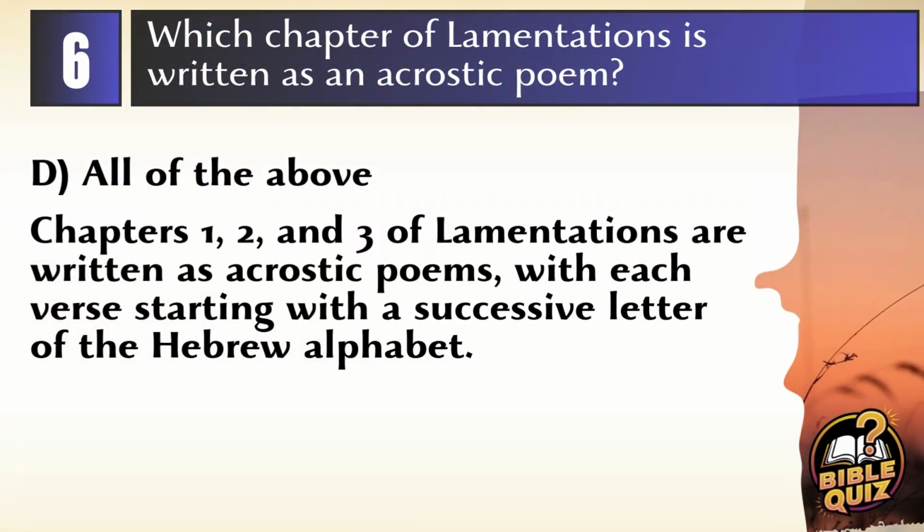Answer D. All of the above. Chapters 1, 2, and 3 of Lamentations are written as acrostic poems, with each verse starting with a successive letter of the Hebrew alphabet. Chapter 3 features 3 verses per letter.